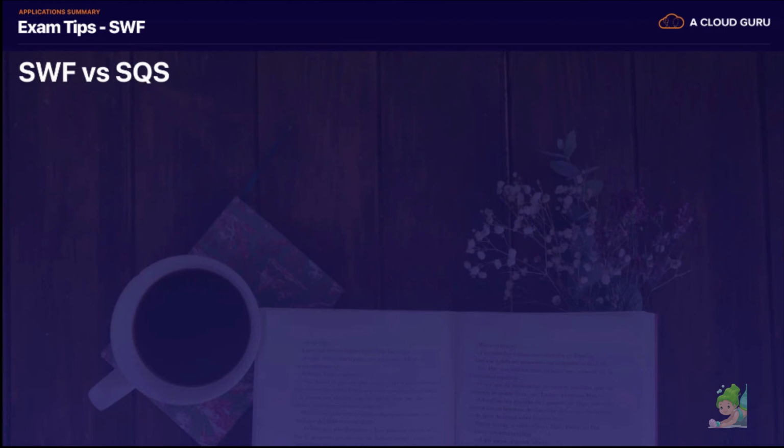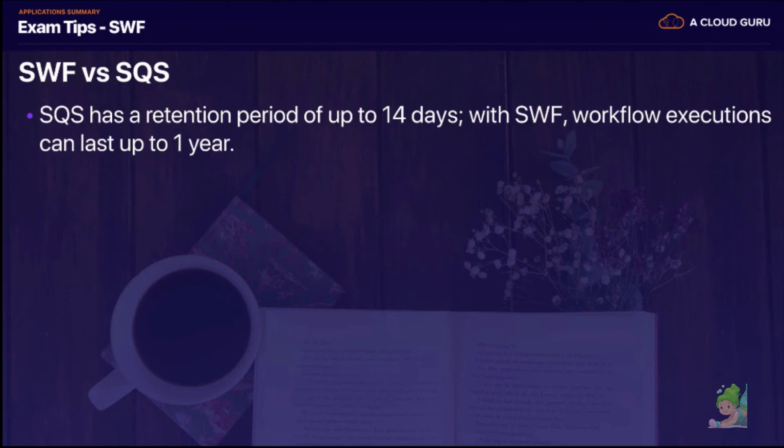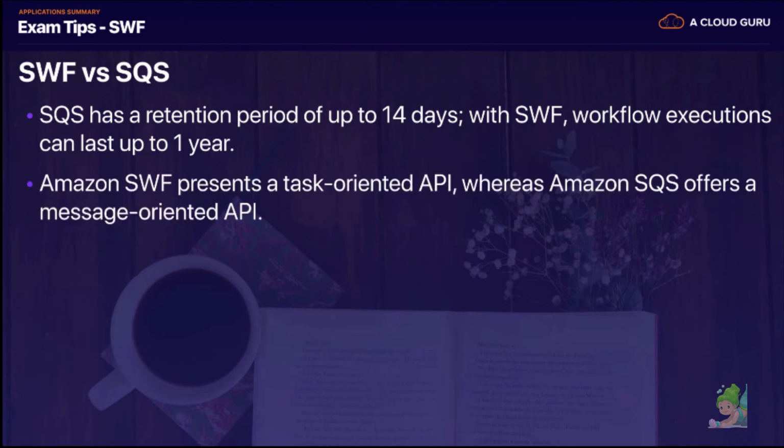Moving on to SWF, I appreciate we just sort of glazed over it a little bit. Really, you just need to understand SWF versus SQS because you're going to get scenario-based questions and you really want to pick the right one. So SQS has a retention period of 14 days. With SWF, Simple Workflow Service, workflow executions can last up to 1 year. And SWF presents a task-orientated API, whereas SQS offers a message-orientated API.